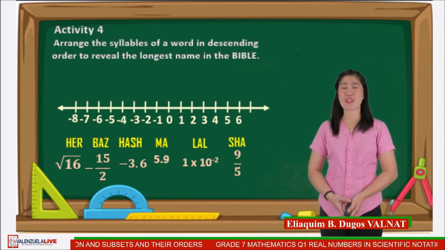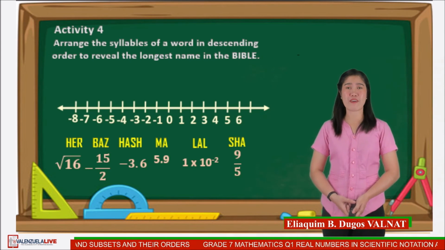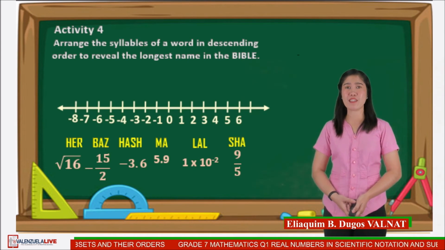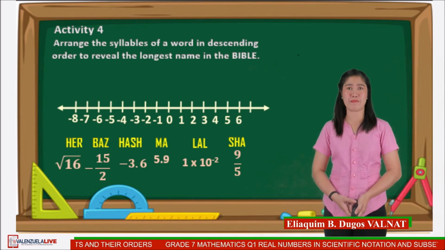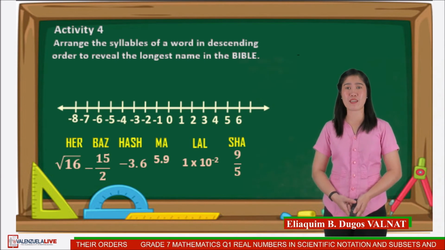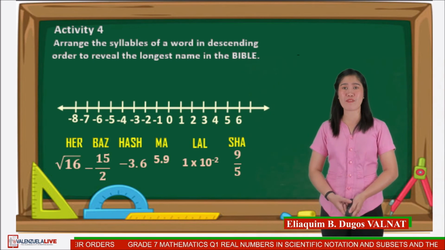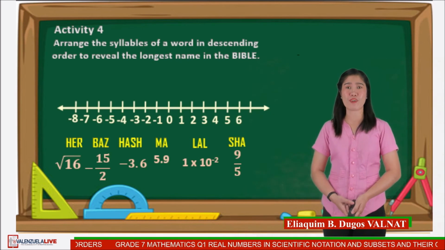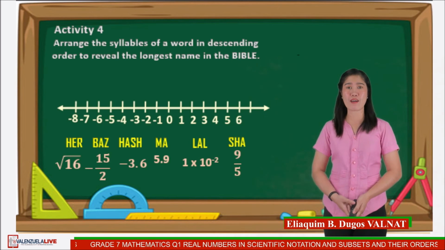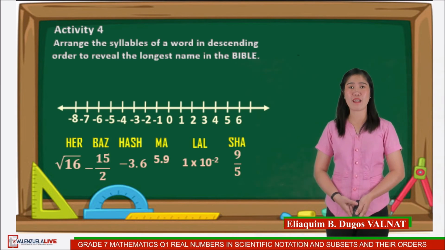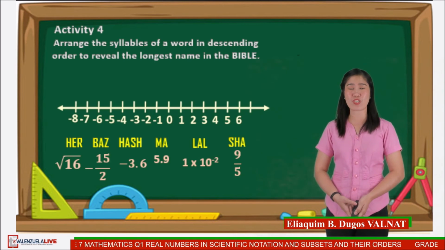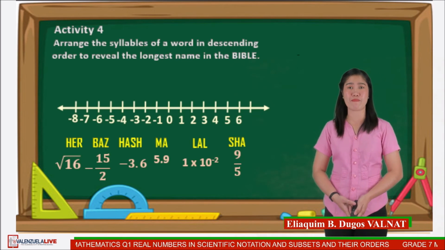Let's have activity number 4. Arrange the syllables of a word in descending order to reveal the longest name in the Bible. For Her, we have square root of 16. For Bas, we have negative 15 over 2. For Hash, that is negative 3.6. Ma, 5.9. Lal, that is 1 times 10 raised to negative 2. For Sha, we have 9 over 5.